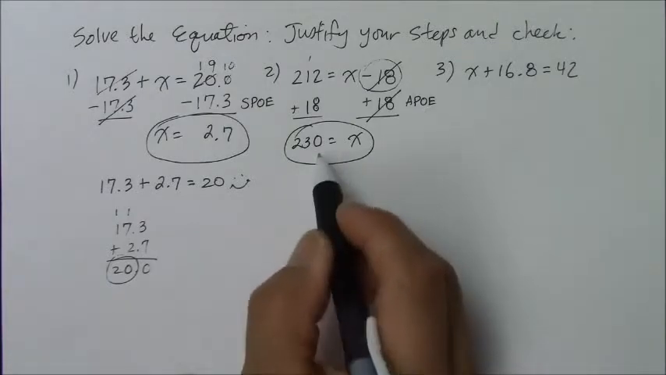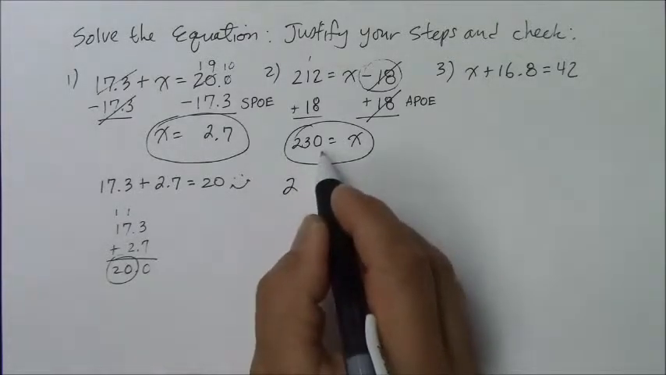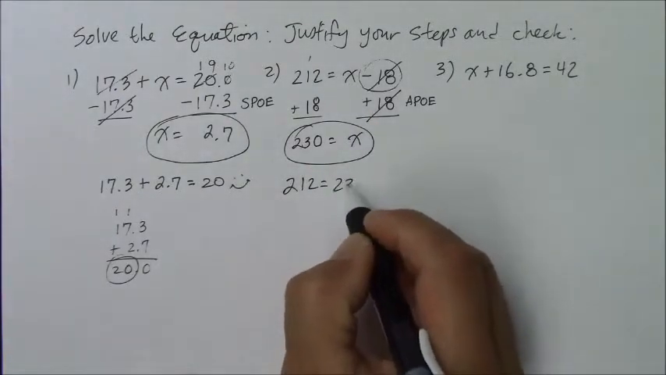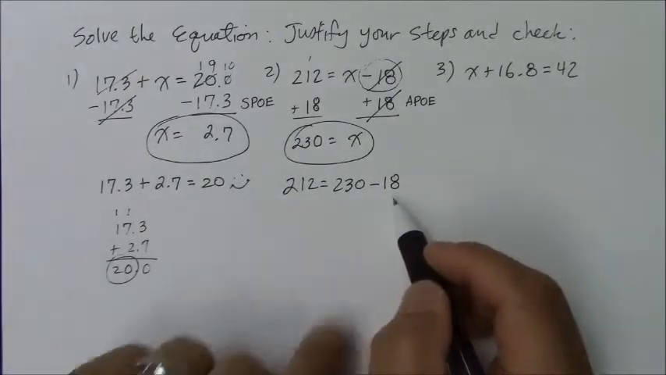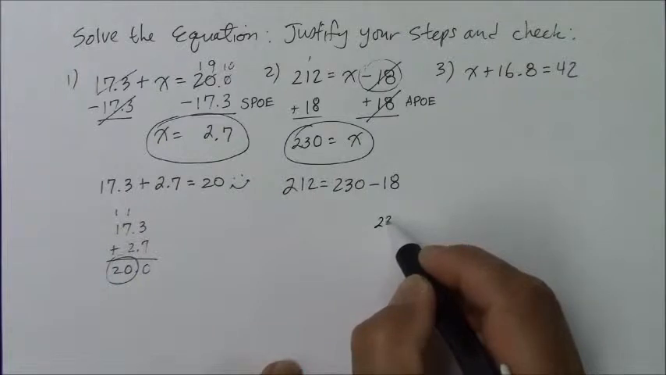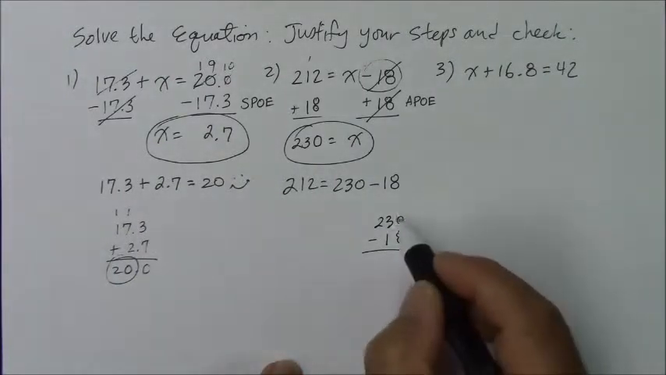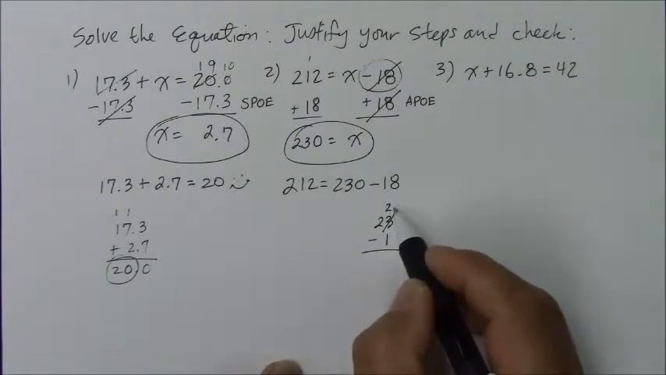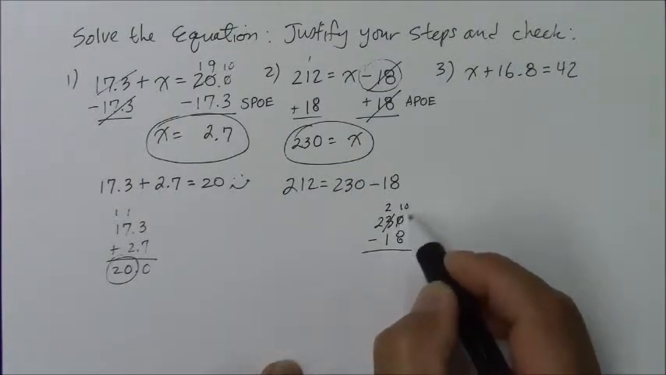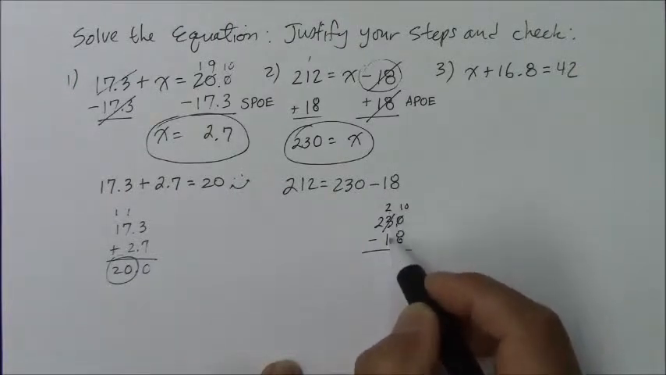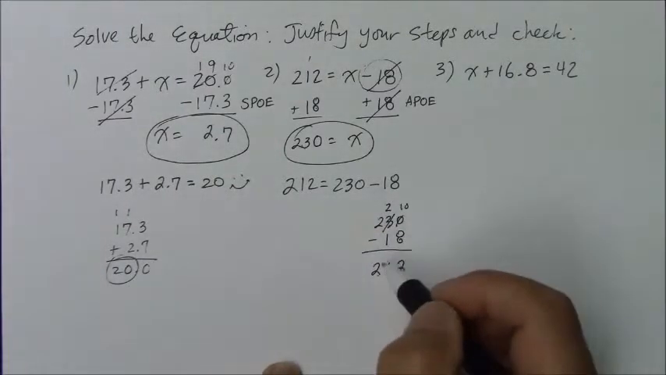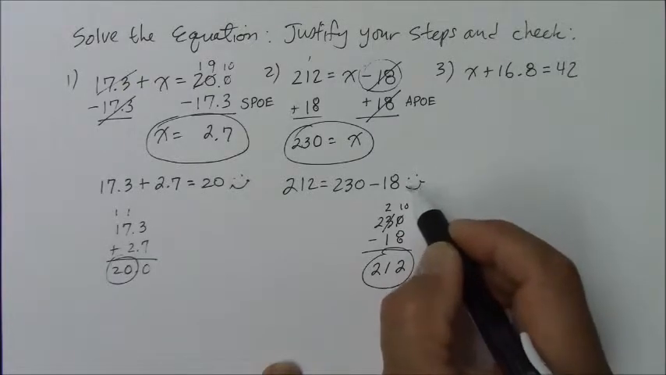I justified it. How do I check to see if this is correct? I take that x, which is 230, substitute it back into the original equation. So 212 is equal to 230 minus 18. It's hard for me to see this horizontally, so I'm going to write it as 230 minus 18. 0 minus 8? No can do. So I'm going to borrow a whole from a 3, so that becomes 2. And since I borrowed a whole tens place, 10 plus 0 is 10. 10 minus 8 is 2. 2 minus 1 is 1. 2 minus nothing is 2. So it's 212. There it is. So it checks out, my happy face.